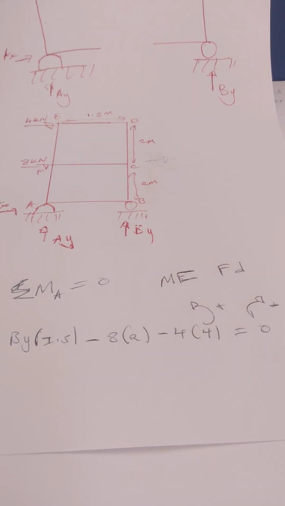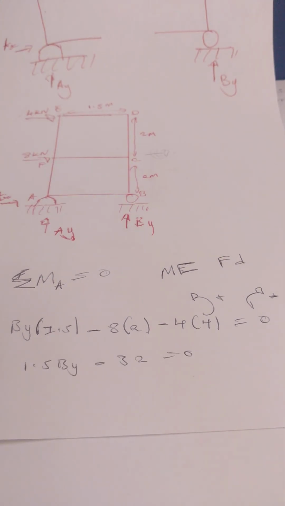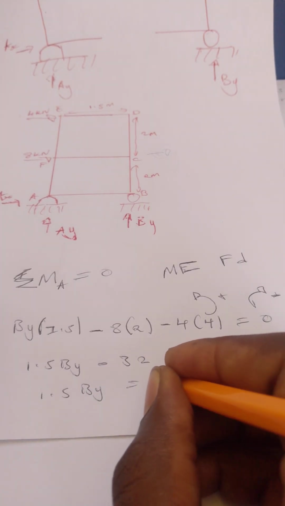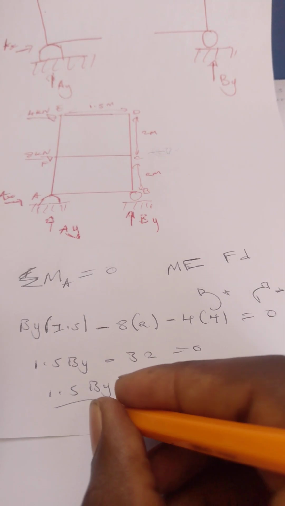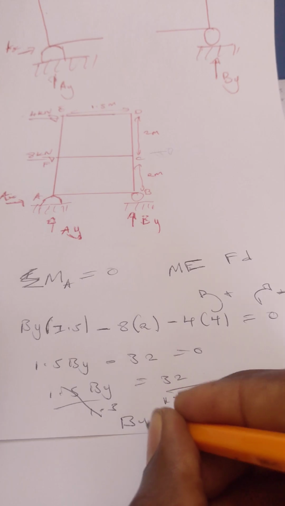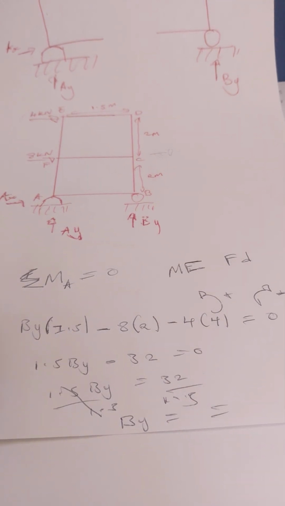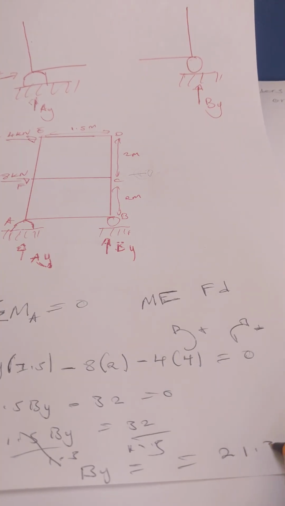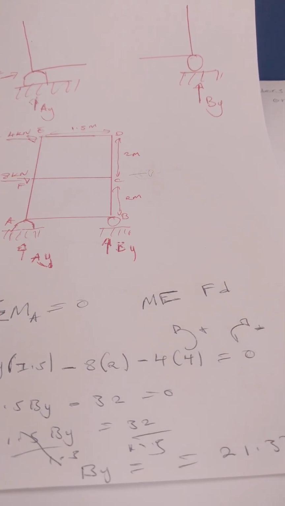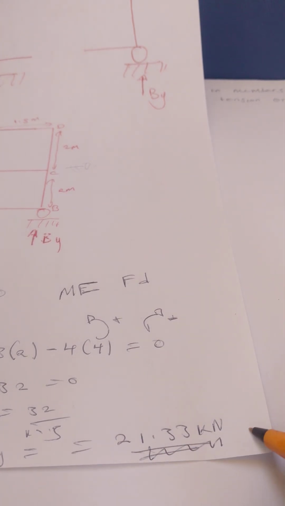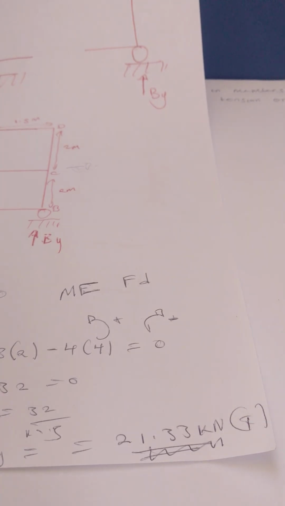Then we compute this. The first term goes to the other side, so that we find B in the Y. If I divide by 1.5, it cancels, and BY is equal to 21.333. I'll write it to 2 decimal places: 21.33 kilonewtons. Since it's positive, you can show that it's a tension force.